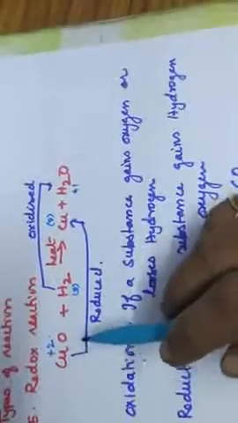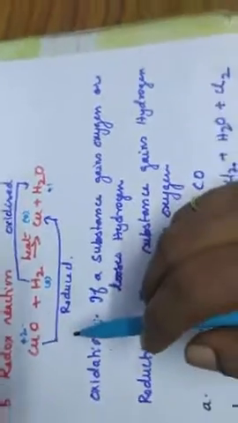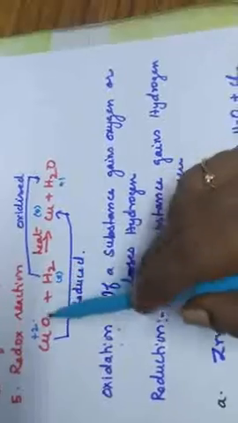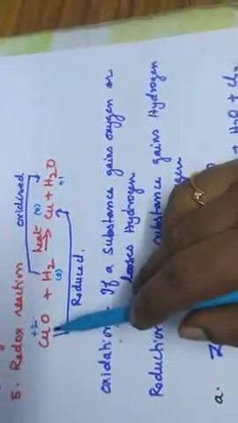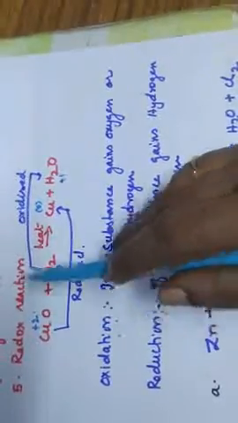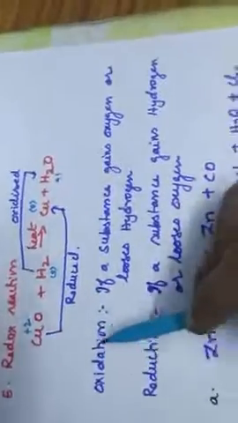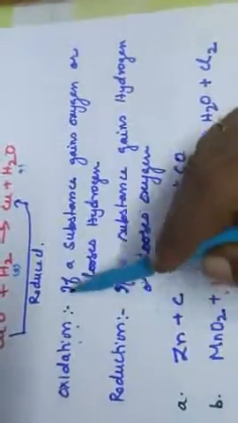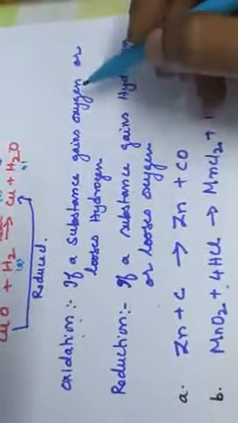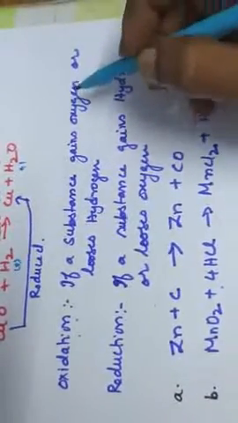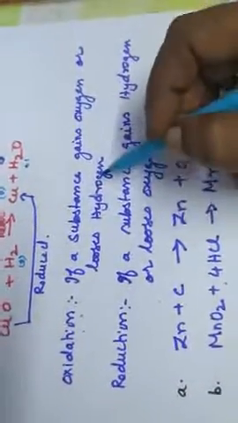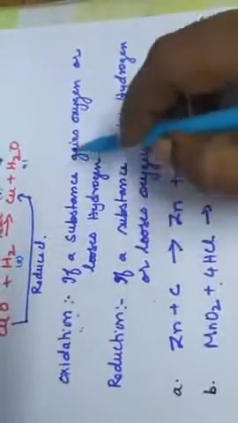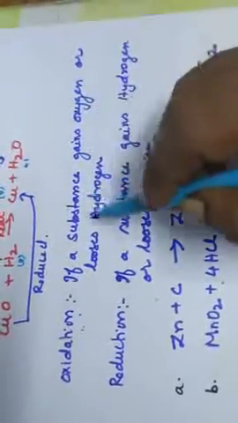We will understand this in a different way also. We'll see the definition in a different way. Here we have copper and hydrogen. Let us take the definition. What is oxidation? If a substance gains oxygen, then it is called oxidation, or if it loses hydrogen, it is also called oxidation.